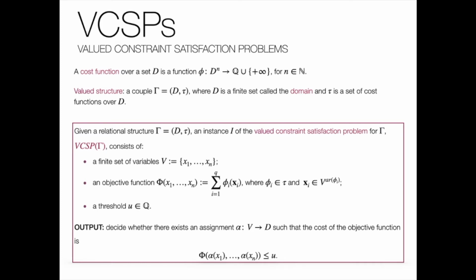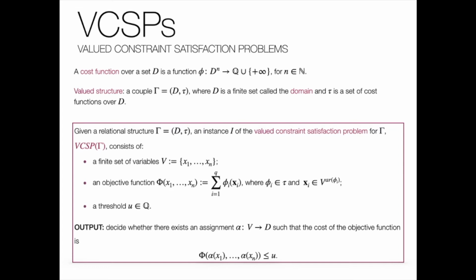Given a relational structure Γ with domain D and set of cost functions τ, an instance I of the valued constraint satisfaction problem for Γ, or VCSP(Γ) for short, consists of a finite set V of variables x1 up to xn, an objective function Φ which is given as the sum of finitely many cost functions from τ applied to some of the variables from V. Finally, we are given a threshold that is a rational number u.